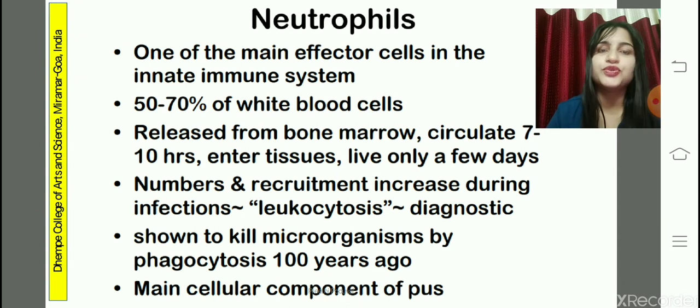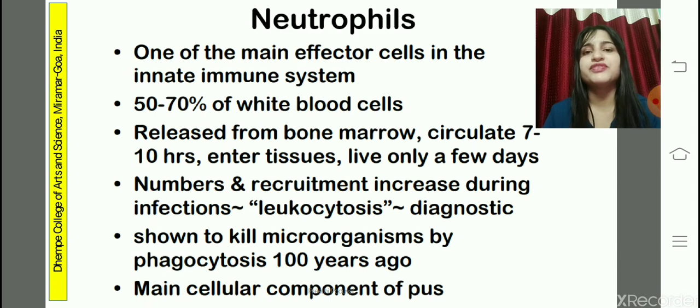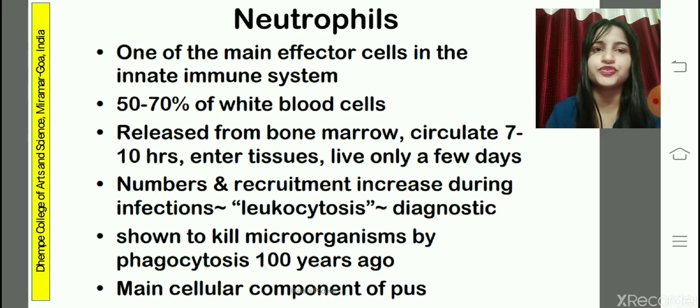The second one is the neutrophils. The neutrophils are the main effector cells of the immune system, and they are the most out of all. They comprise 50 to 70% of the white blood cells. They are released from the bone marrow and recirculate, living for only a few days. They are known to kill microorganisms by a process known as phagocytosis, which we had discussed in our first video. And when you have an infection and there's pus that is released, the cells that ooze out the most are the neutrophils.